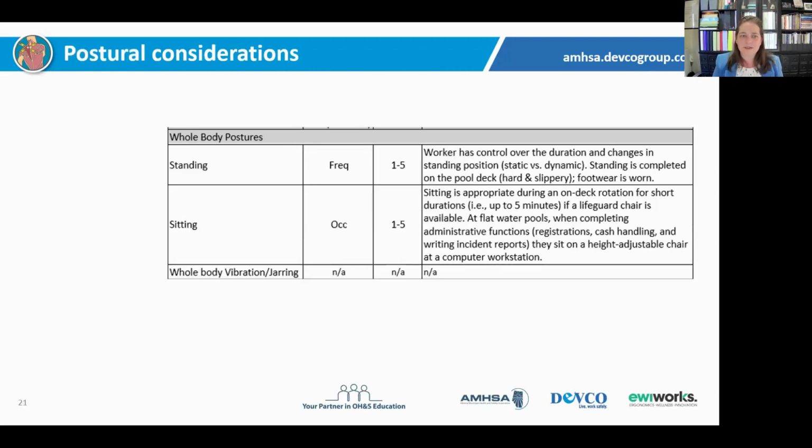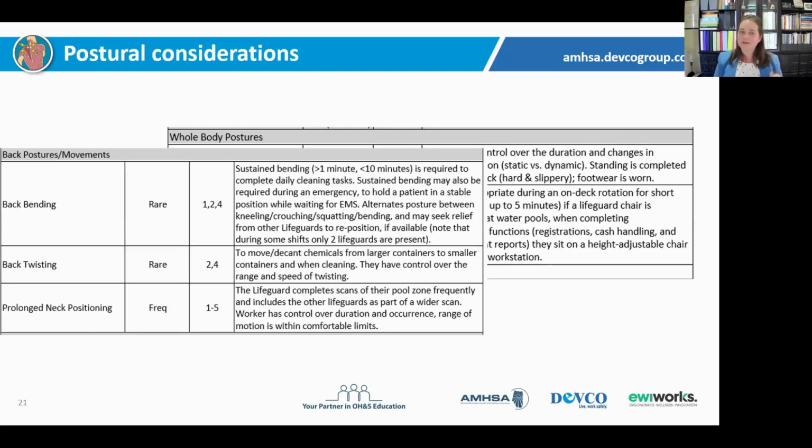Postural considerations, you might look at full body postures. How much standing is required? What kind of standing is required? Are they standing on a mat? Are they standing on a concrete floor? Are they standing still? Are they moving their arms all the time? Do they have the option between sitting and standing? If they're sitting, are they in an office chair? Are they on a stool? Does the stool have back support? Are they sitting in a vehicle that is exposing them to a lot of full body vibration or jarring? Those are things that are really important to take a look at.